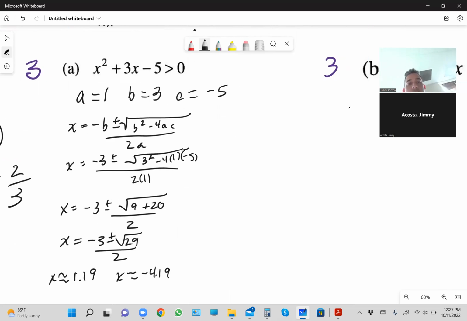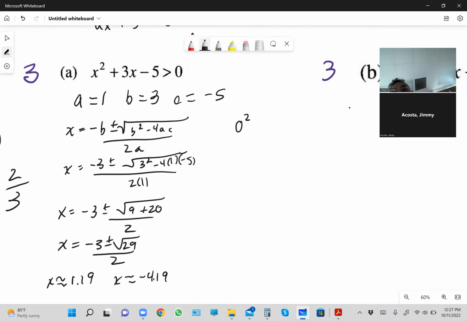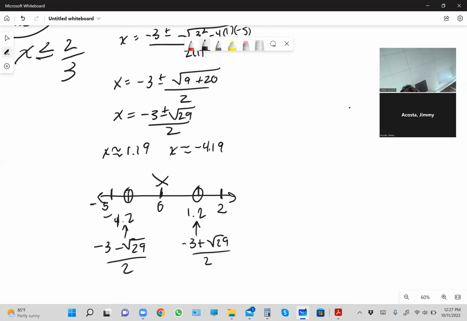So we're going to pick 0. 0 squared plus 3 times 0, that's negative 5. Is negative 5 greater than 0? No. So now you know that here in the middle is no good. I think if you did that math right, now you know that the only two answers that are going to make it are the other sides.